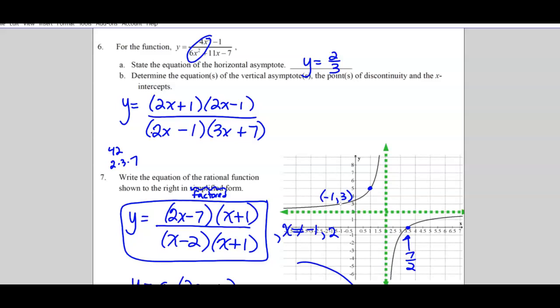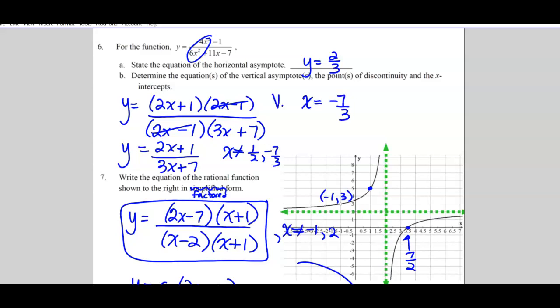Right, so then those divide out, reduces to this. Okay, so x cannot equal 1/2 or negative 7 over 3. So equations of the vertical asymptotes, that's going to be x equals negative 7 over 3. So vertical asymptote. Point of discontinuity. So that's going to be 1/2 for x.